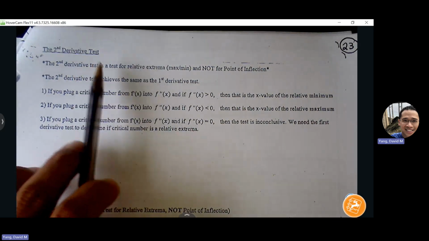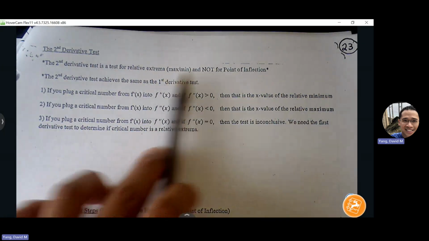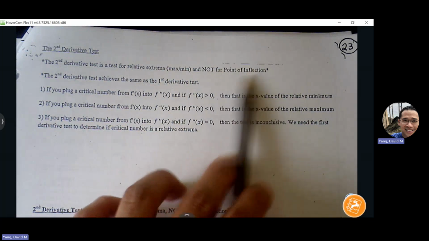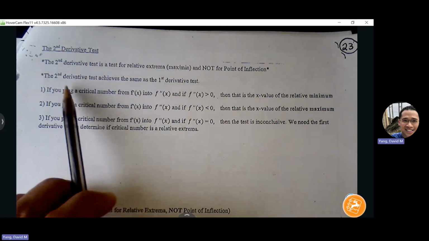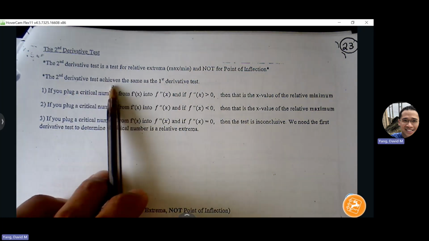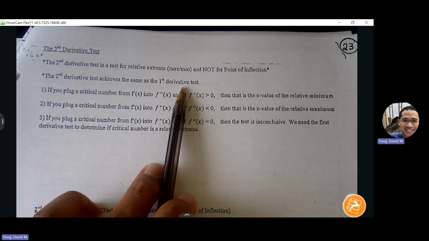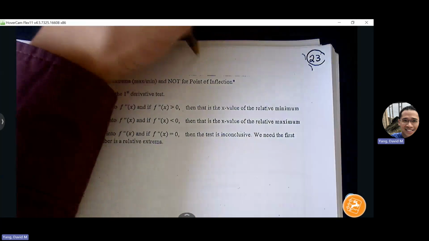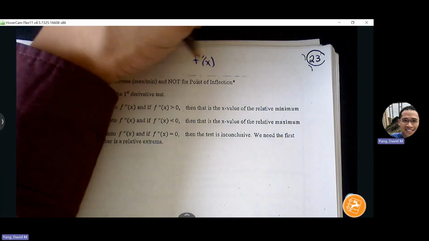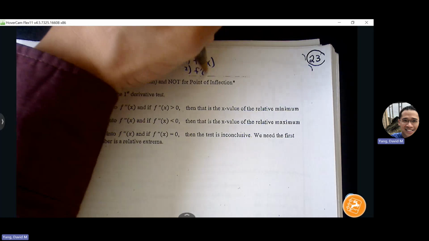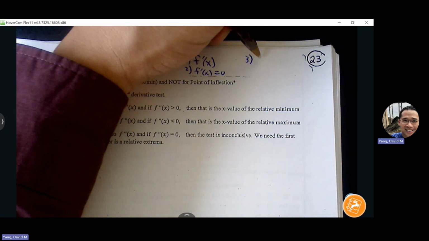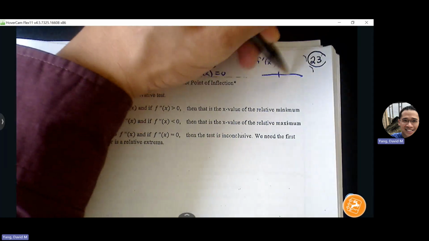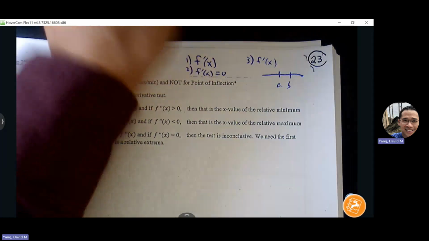The second derivative test is a test for relative extrema, not a test for point of inflection. For point of inflection, we call that the test for concavity. So ultimately, the second derivative test achieves the same result as the first derivative test. With the first derivative test, we find f prime, we set f prime equal to 0, and then the third step, we create our f prime sign line and test each of our candidates that way.